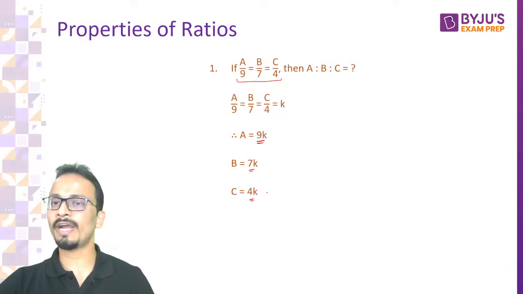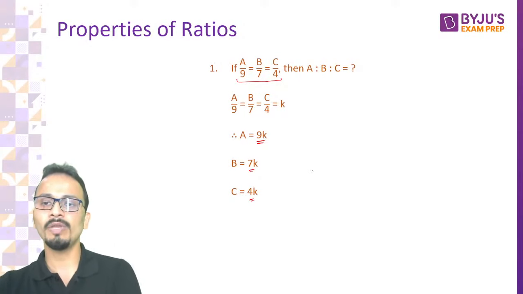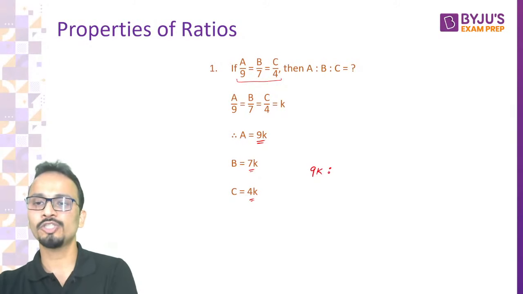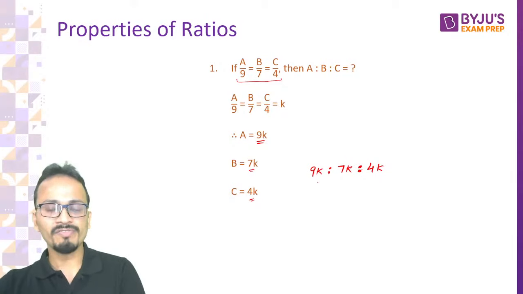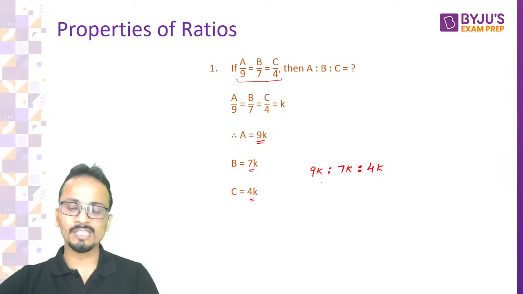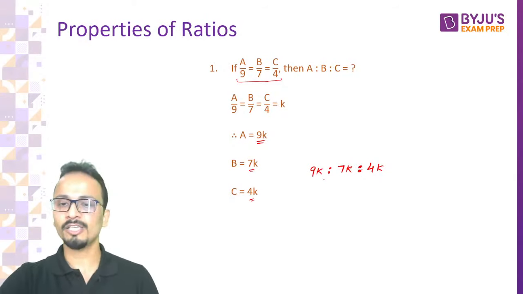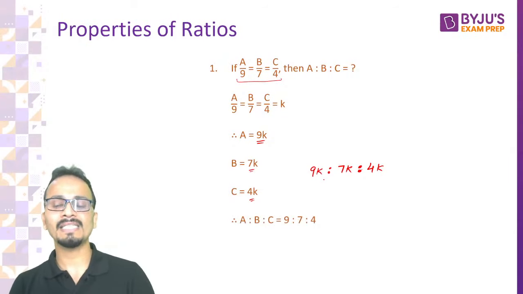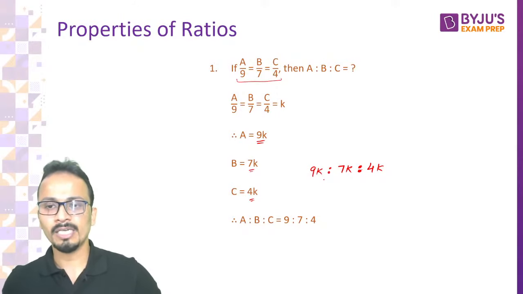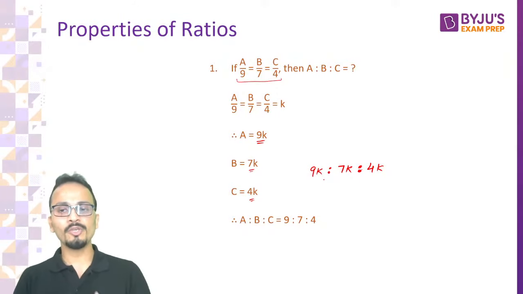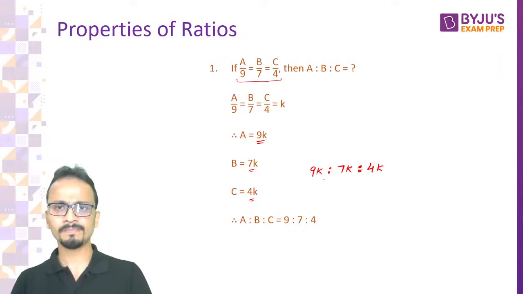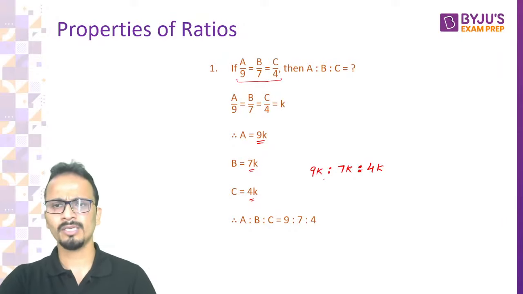If I want to find the ratio of these three, the ratio will be 9K is to 7K is to 4K, and I'll take out the common factor among all three of them. As we can see, K is the common factor. So the ratio of A, B and C will become 9:7:4. This is one thing that will help you in a lot of questions. So this was property number 1. Now let's move on to the next thing.